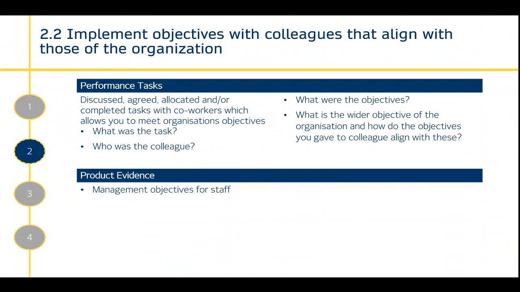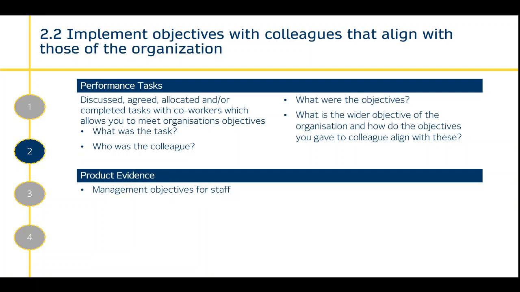2.2, implement objectives with colleagues that align with those of the organisation. So this is where you are assigning tasks, delegating tasks or coordinating tasks and activities with colleagues that align with those of your organisation. If you find that your organisational goals are too vague, then you could potentially use your team goals as well. So what are your team goals, and those activities that you're aligning should align with the goals of your team.